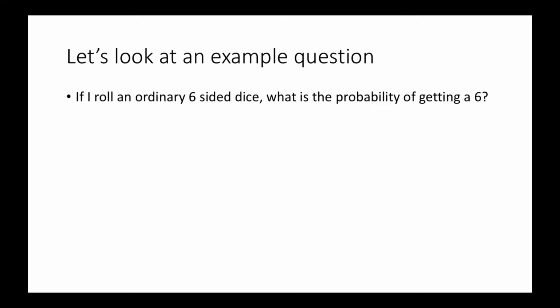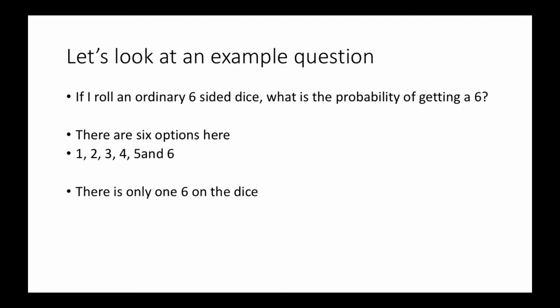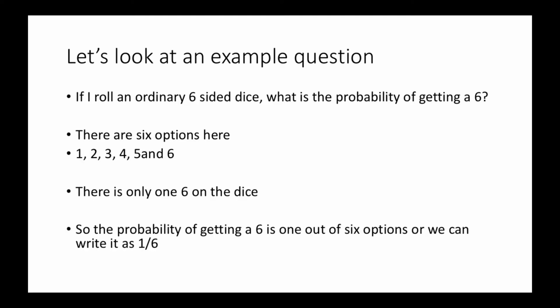If I roll an ordinary 6-sided dice, what is the probability of getting a 6? There are 6 options on a 6-sided dice, 1, 2, 3, 4, 5 and 6. There is only one 6 on the dice, which means the probability of getting a 6 on a dice is 1 out of 6 options, or we can write it as 1/6.